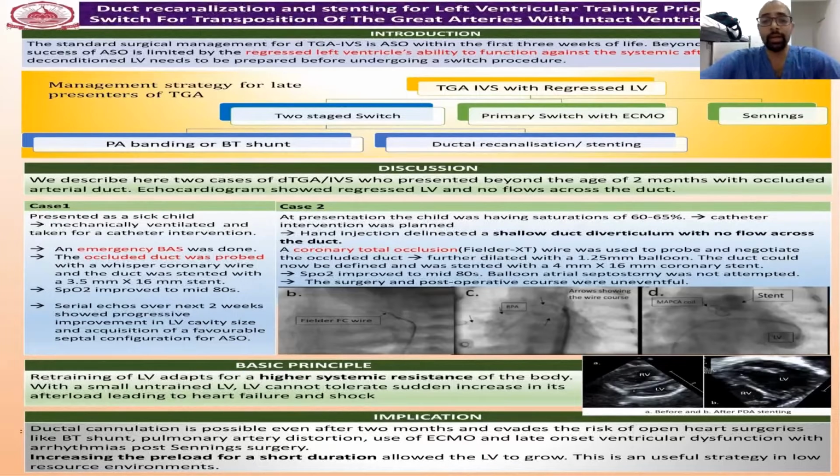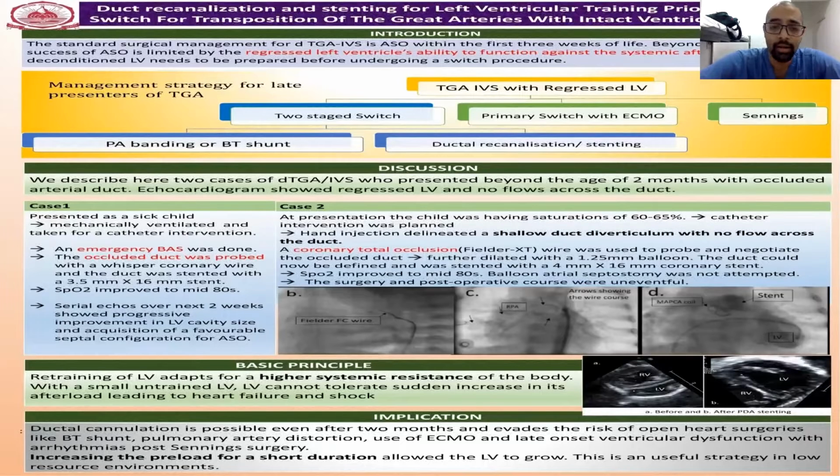So recently we had two cases. I'll be discussing the second case, which came to us. It was a 65-day-old child who presented to us with low saturations. When we did the echo, we found that this child had a regressed LV, and so we still decided to take this child for a two-stage switch. We took him to the lab.